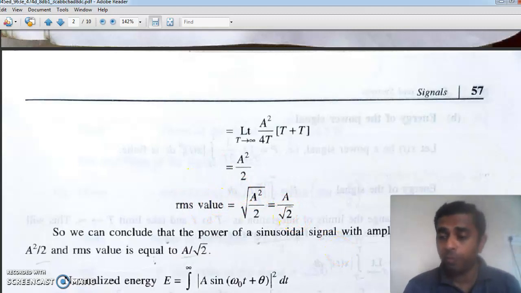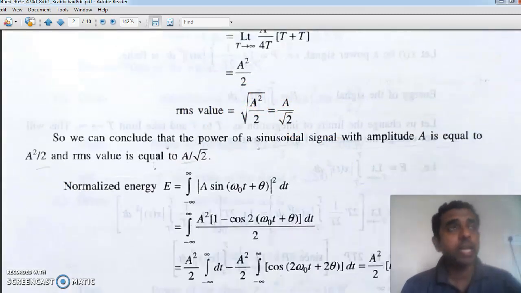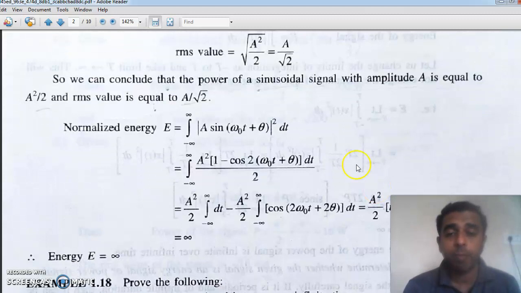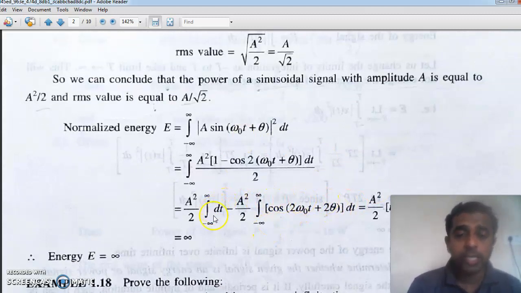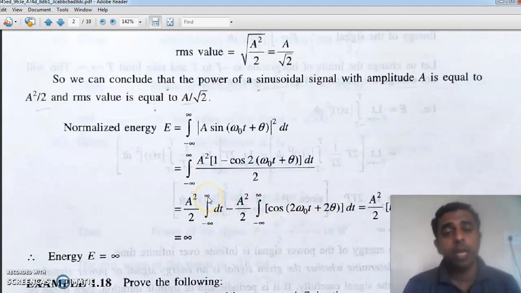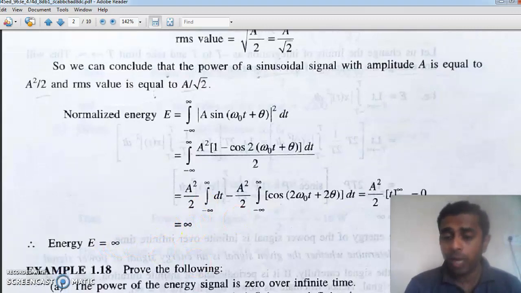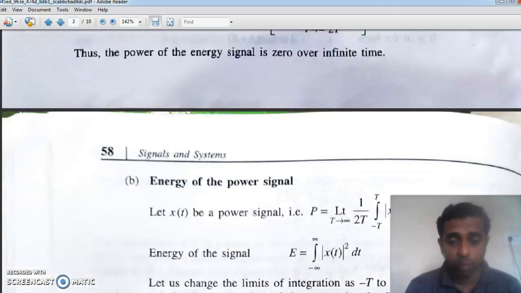Now for this one, what is energy? I told that if it has a power which is less than infinity, A by root 2 is less than infinity. This is a number, this is a value. So what about the energy? Energy should be equal to infinity. If you apply the same equation and substitute everything, this component gets 0. This is integration, this is capital T. When you substitute limits, that is infinity minus of minus infinity, the whole thing becomes infinity. So energy is infinity.